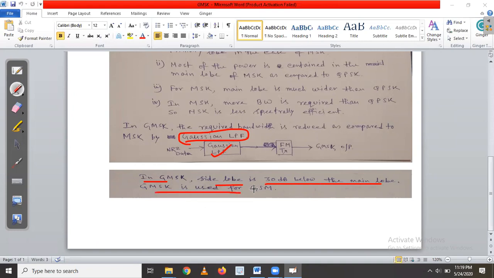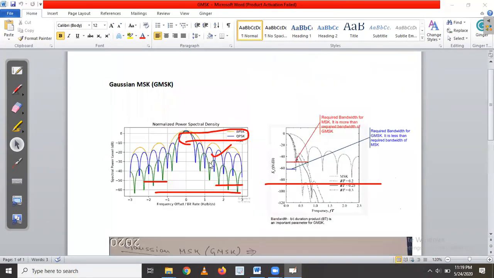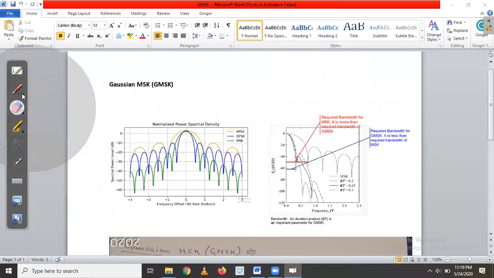GMSK is used for GSM. In GMSK, the side lobe is 30 dB below the main lobe. You see, this is the GMSK. This is the side lobe, almost 30 dB below the main lobe.